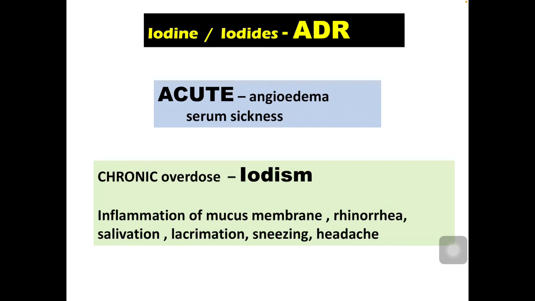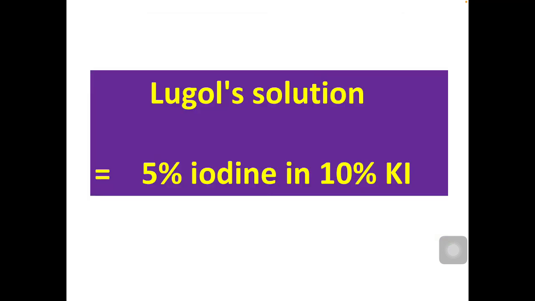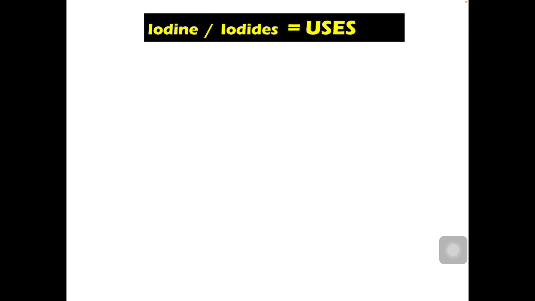Adverse drug reactions: acute angioedema and serum sickness, while chronic use leads to iodism. So there is inflammation of mucous membranes, rhinorrhea, lacrimation, sneezing, headache, salivation, etc. The preparation available is Lugol's solution, that is 5% iodine in 10% potassium iodide.